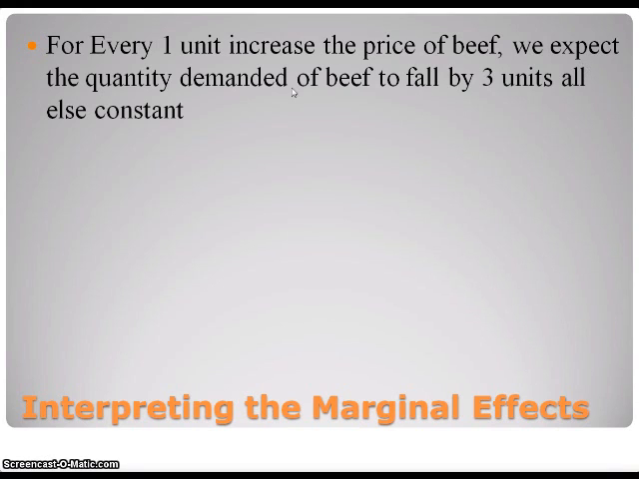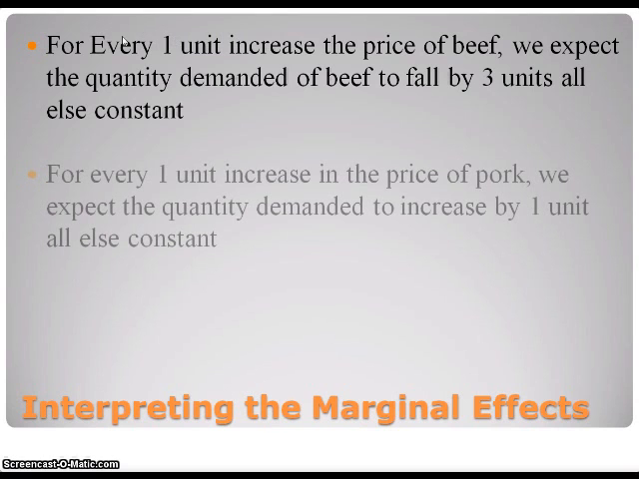The all else constant plays an important role in economics. Since we have two variables in the demand equation, what we must do is hold all of the others fixed when we interpret the marginal effect for the price of beef. In effect, what we are saying is that if we hold the price of pork constant, then if we increase the price of beef by, say, $1, we would expect the quantity demanded of beef to fall by 3 units.